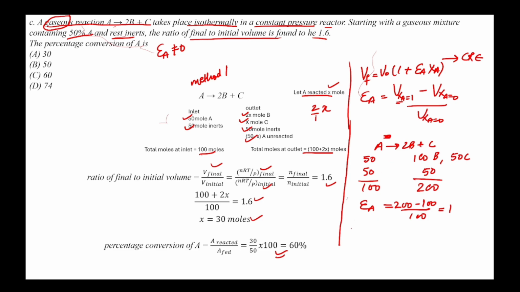Now putting V final upon V initial, that is V naught, equal to 1 plus epsilon A XA, right? So V final upon V initial is 1.6, minus 1, is equal to epsilon A, which is 1, times conversion of A. Conversion of A will be 0.6, so 60. So the answer is the same, 60. Okay.